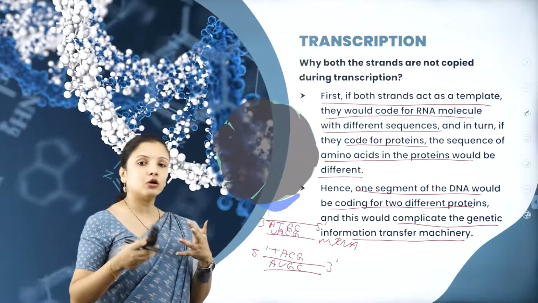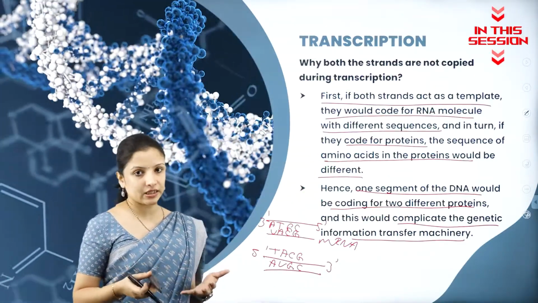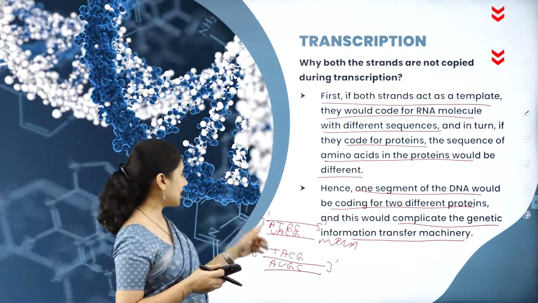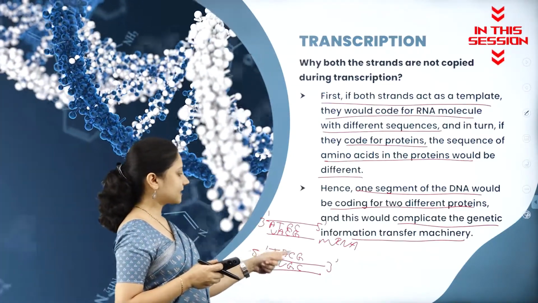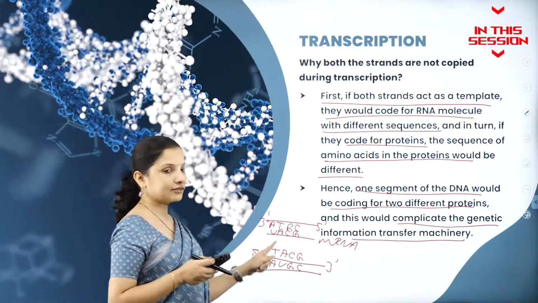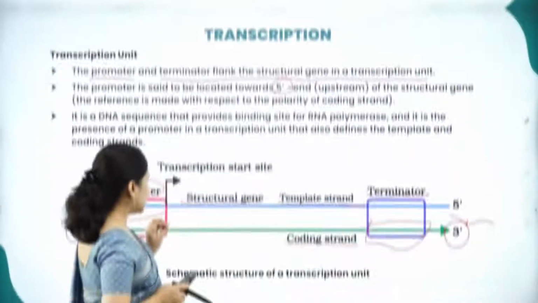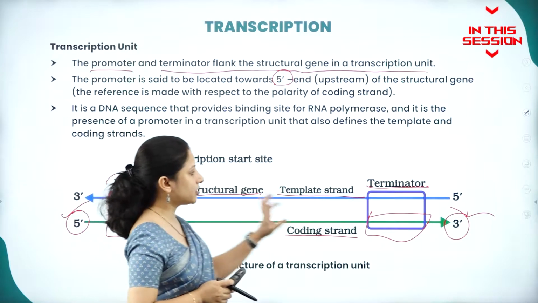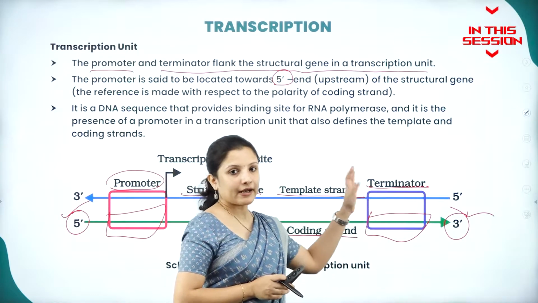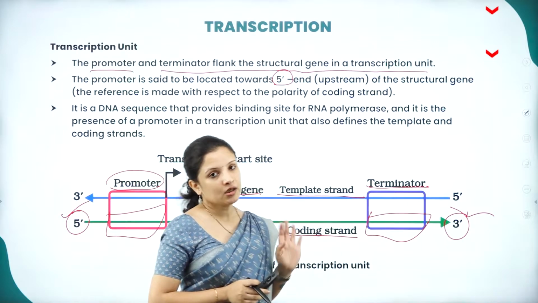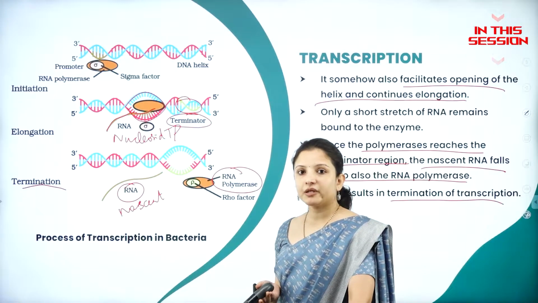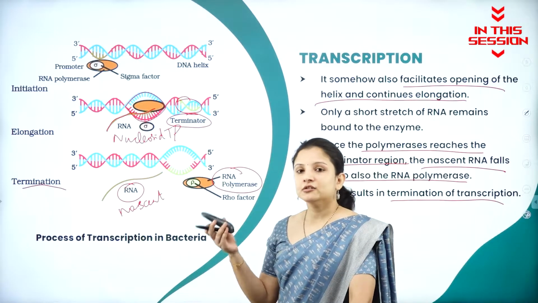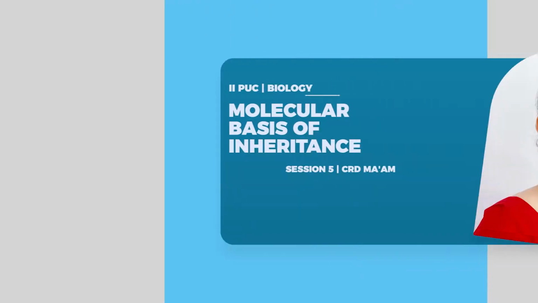It would lead to a lot of complications in the genetic information. So to avoid that, nature itself has decided that only one strand, that is the strand which is called the coding strand. Here transcription always begins in the promoter region and it will terminate or come to an end and stop in the terminator region. Once it reaches the termination, again should it unwind the DNA after that? Not needed, right? So that is why its work is over.